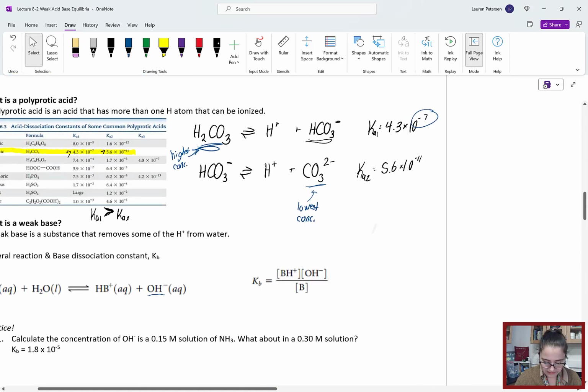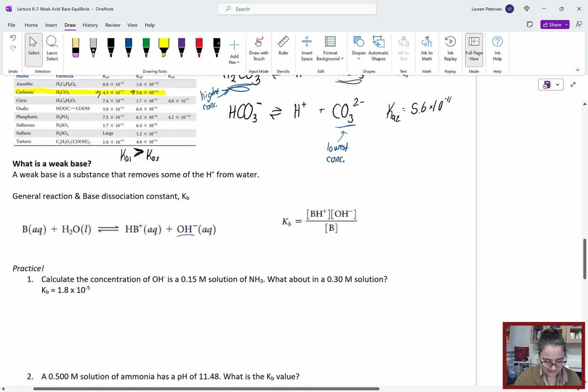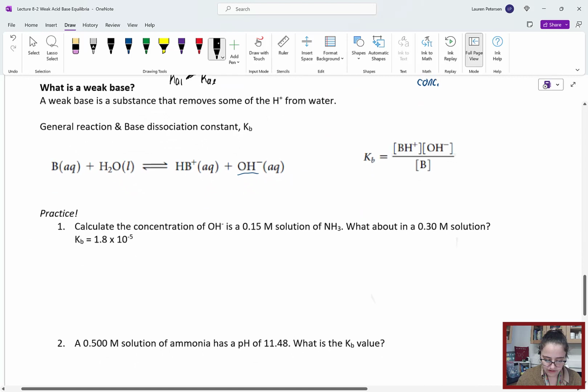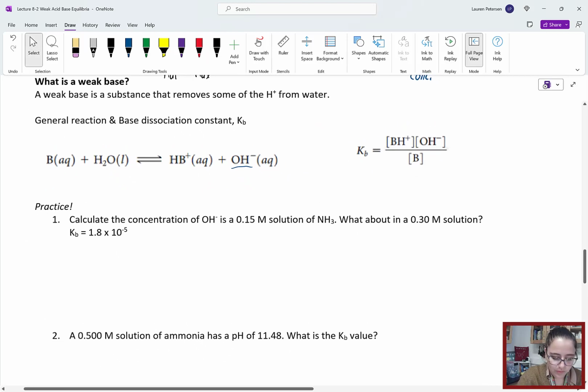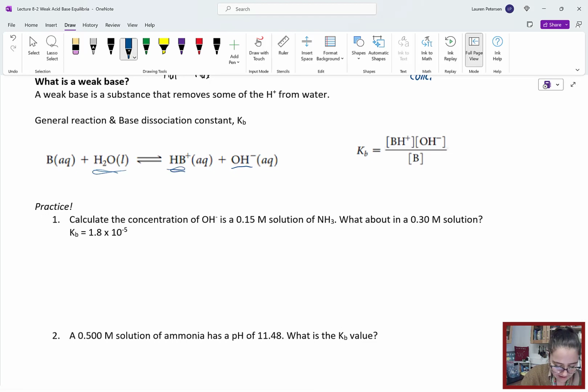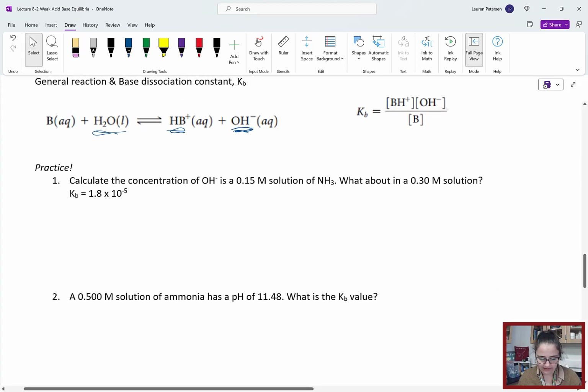So all other bases are going to be weak bases. And we have that general equation. Because it's stealing the proton from water, you will almost always see it represented with that water, producing that HB plus and that OH minus. So let's go ahead and look at an example.